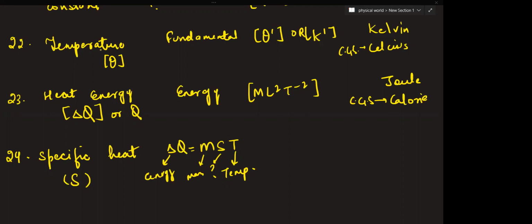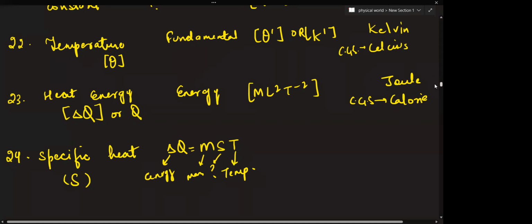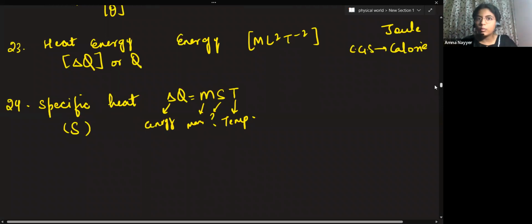Ma'am, is it m to the power 0, L to the power 2, and t to the power minus 1? Till here it is correct, but something is missing still. You have one more quantity this time, temperature. Ma'am, Kelvin is also there, right? Kelvin is also there at the end. Because temperature is a fundamental quantity, you cannot neglect it. So S is the heat energy divided by mass divided by the temperature.